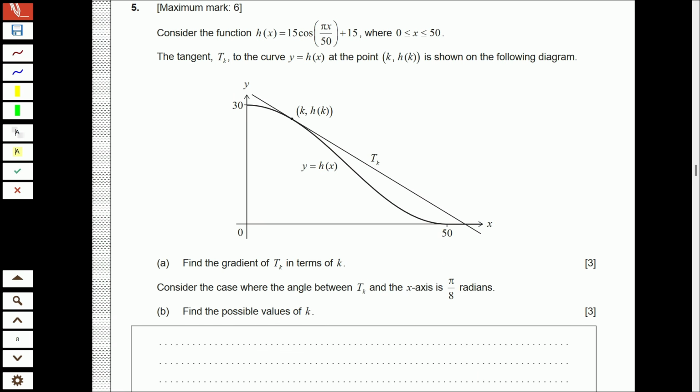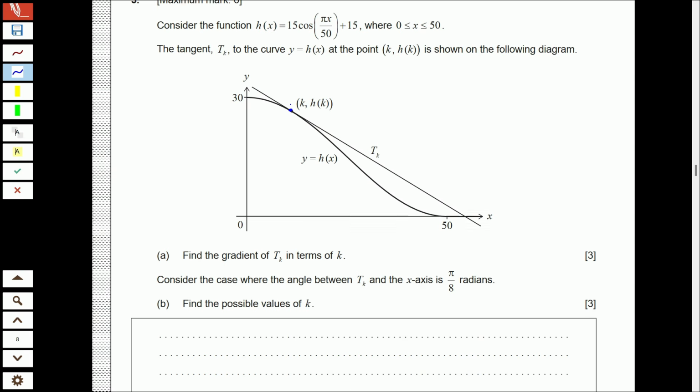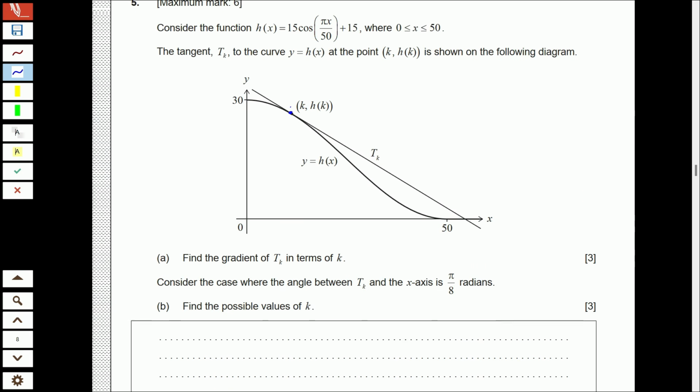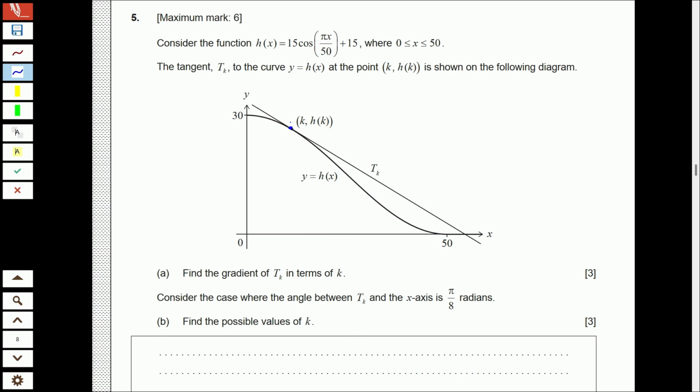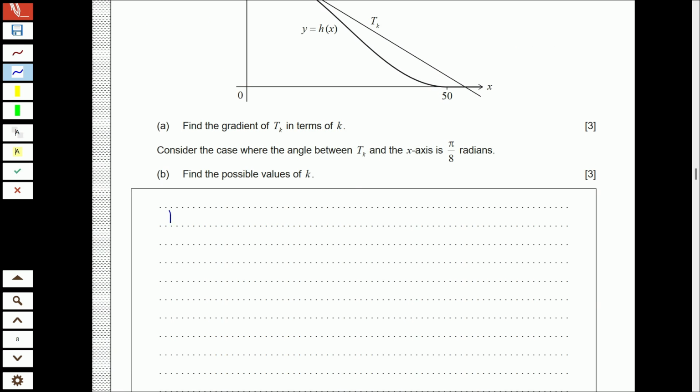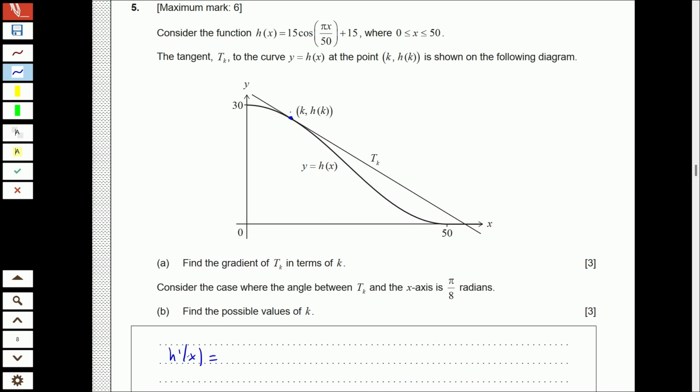So you see that there's a point here. The tangent passes through this point too, right? Actually, this is the definition of the derivative. It will give us the gradient of this tangent. So I will just find the derivative of the function h of x. What's that?